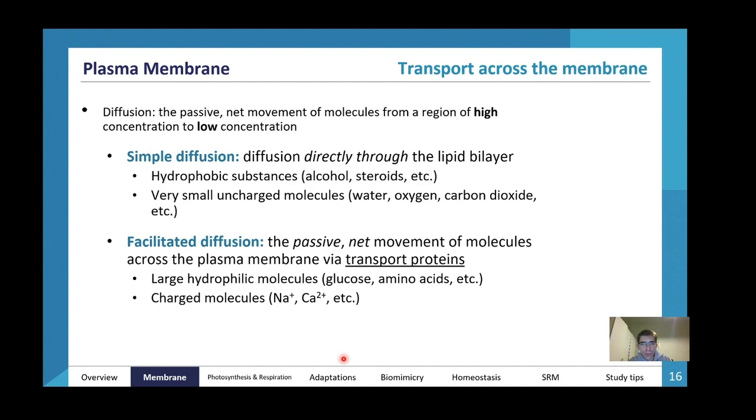How about charged molecules? Well, charged molecules are super polar. They are really, really polar. I mean, it can't get more polar, right? It's an ion at this stage. So yes, you need something like the sodium potassium pump to allow sodium and potassium to flow through.